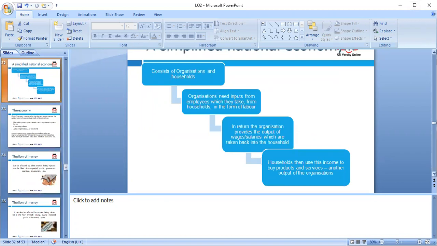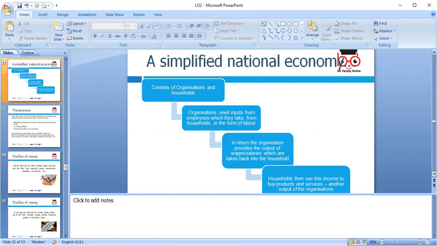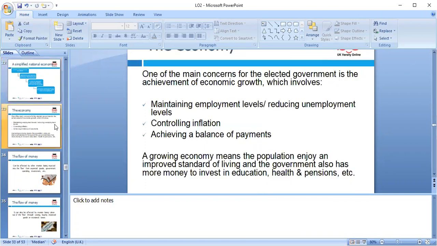Okay, so what I did, I included a few extra slides to look at scenarios. The national economy consists of organizations and households. Organizations need inputs, and in return we need to consider what the organization will provide. So we always need to keep the economic system in mind as well. One of the main concerns of an elected government is economic growth, GDP. We always look at the external and internal environment.